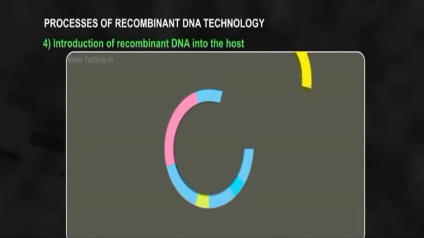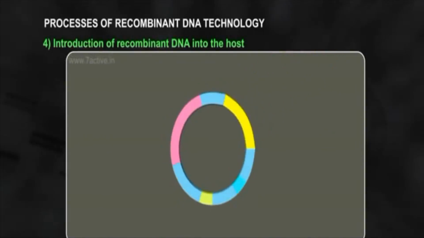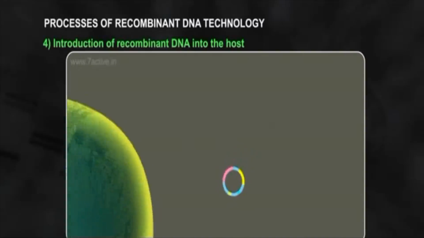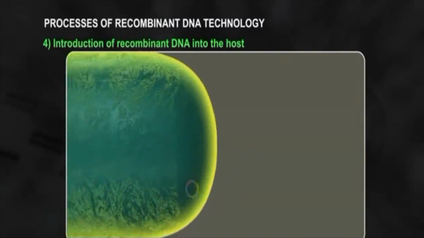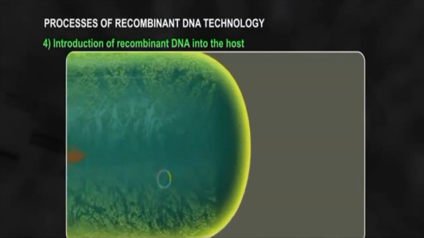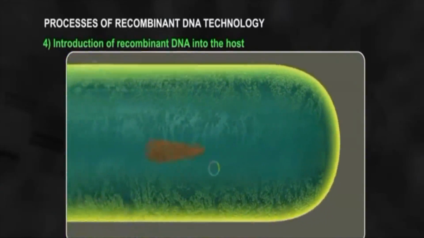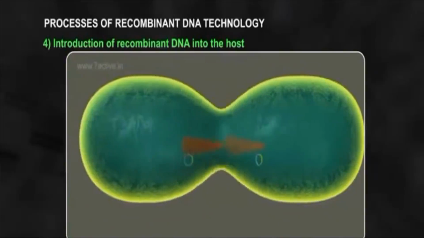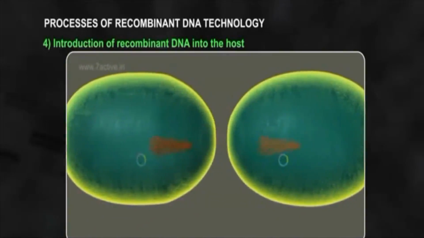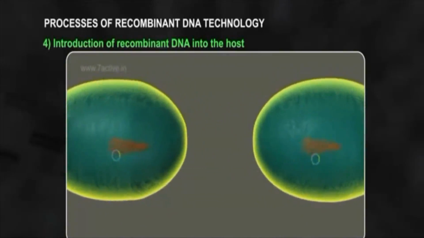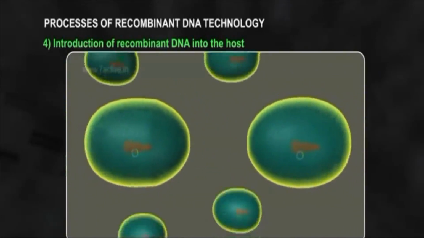Inside the host cell, this rDNA starts replicating. The transformed cell will begin to grow on medium and divide as separate units. The replicated vectors in each cell are passed on to daughter cells, giving rise to clones.